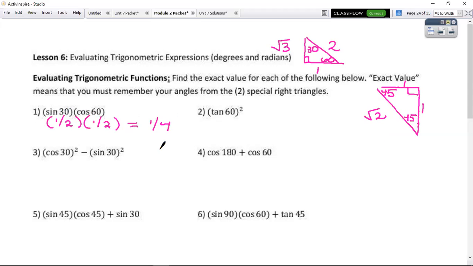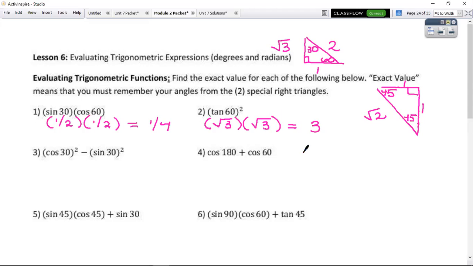Number 2, tangent of 60. So tangent is opposite over adjacent. So that's radical 3. And I'm going to do radical 3 times radical 3, which is equal to radical 9, which is 3. Excellent. Good catch. Yep. Or you can always use the trick that a radical times itself gives you what's underneath it.